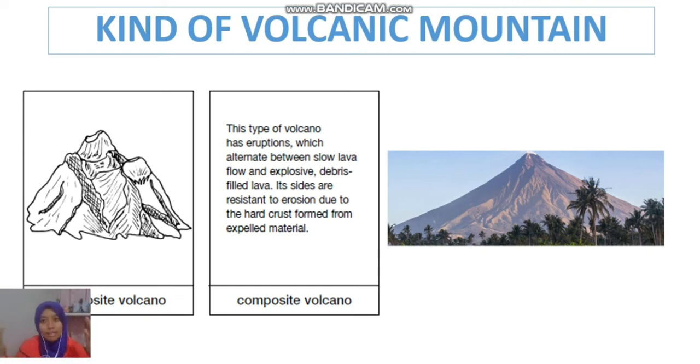As I mentioned before, when the lava is slow, it will cool and then harden. So we can see that there are a lot of bumpy sides on the mountain because some of it hardens, some of it explodes and flows faster. The sides are resistant to erosion due to the hard crust formed from the expelled materials.